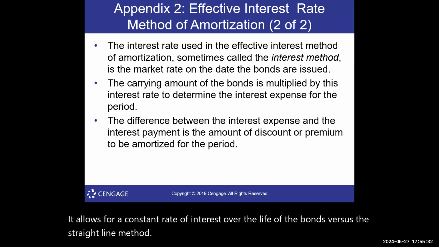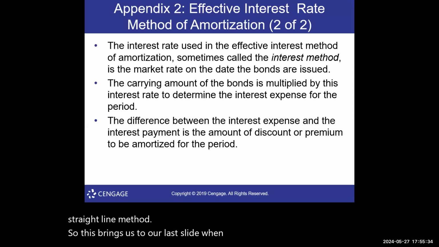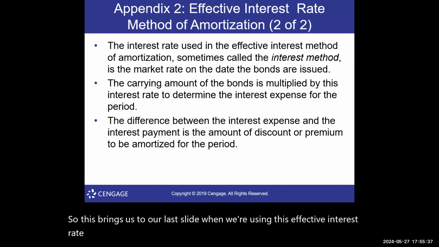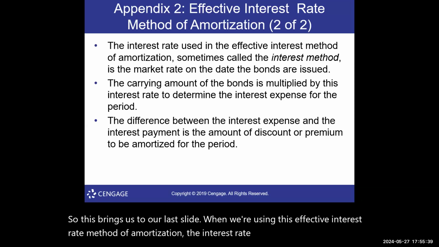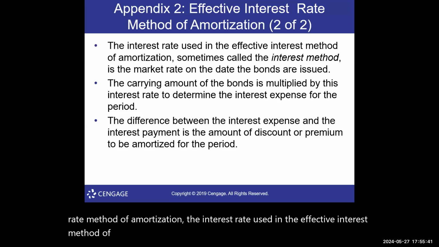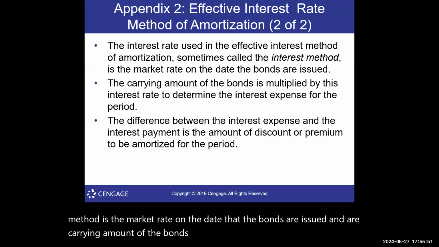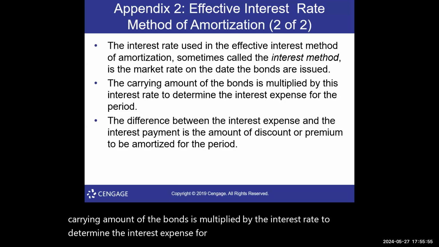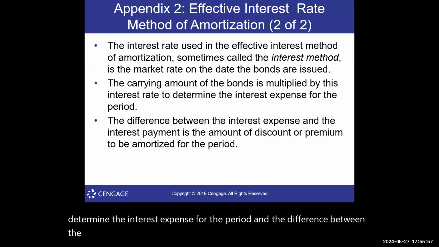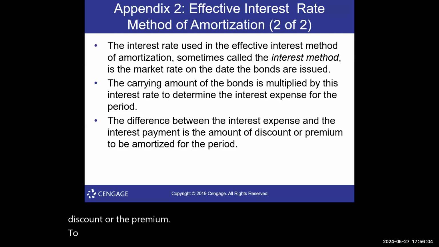So this brings us to our last slide. When we're using this effective interest rate method of amortization, sometimes called the interest method, the interest rate used is the market rate on the date that the bonds are issued. And our carrying amount of the bonds is multiplied by the interest rate to determine the interest expense for the period. And the difference between the interest expense and the interest payment is the amount of the discount or the premium to be amortized for the period.